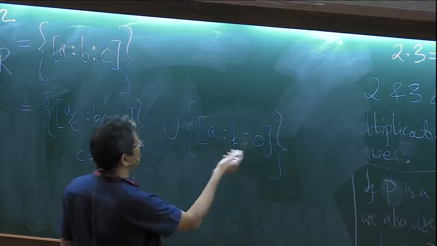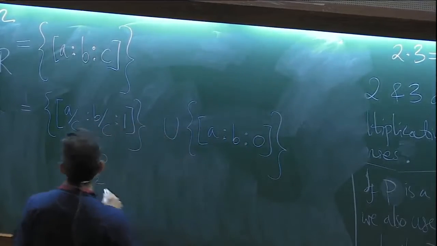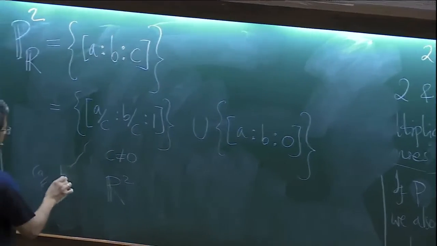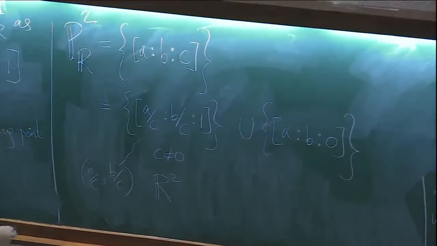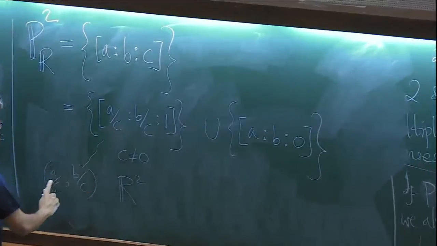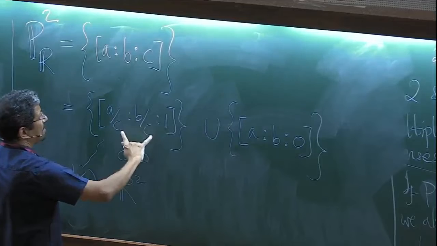If you want, you can think of this as a/c, b/c. That's what this corresponds to. The correspondence between points of R2 and this set is just that (a/c, b/c) goes to this one, and this is the same as this.